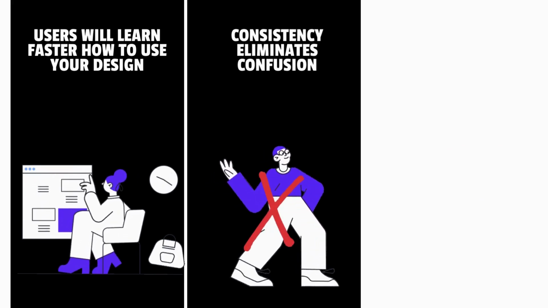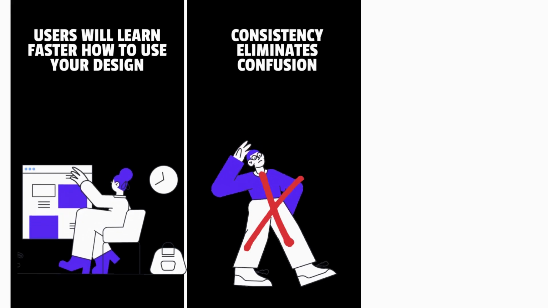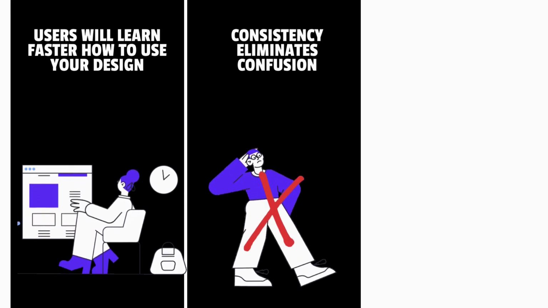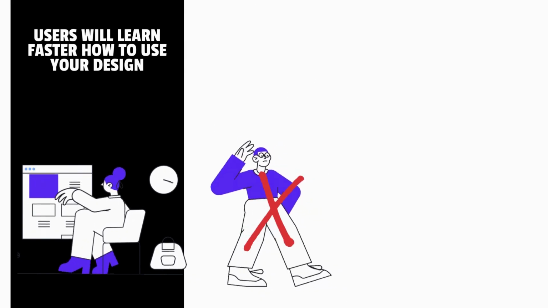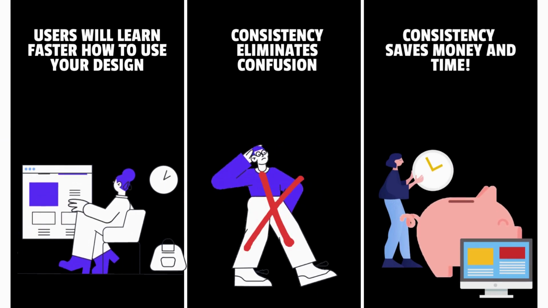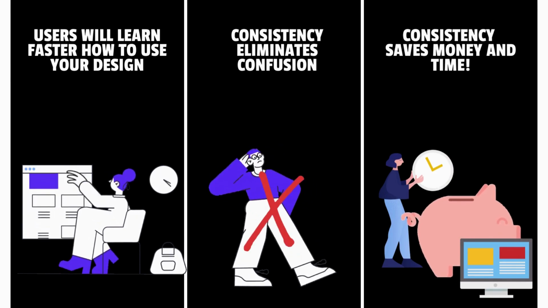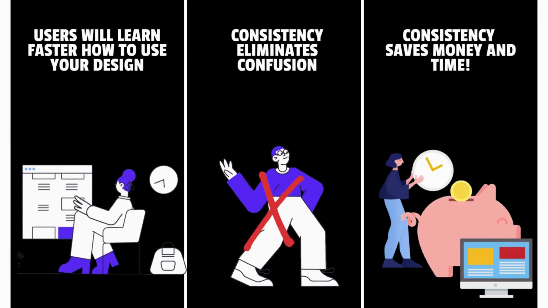Consistency eliminates confusion. When the user feels confused, the next step is to feel frustration. Users tend to apply rules they've experienced outside of your website or product, bringing in a set of their own expectations. Consistency saves money and time. Consistent design is frequently built by predefined components. This saves time that can be used to build the product and make incremental improvements.